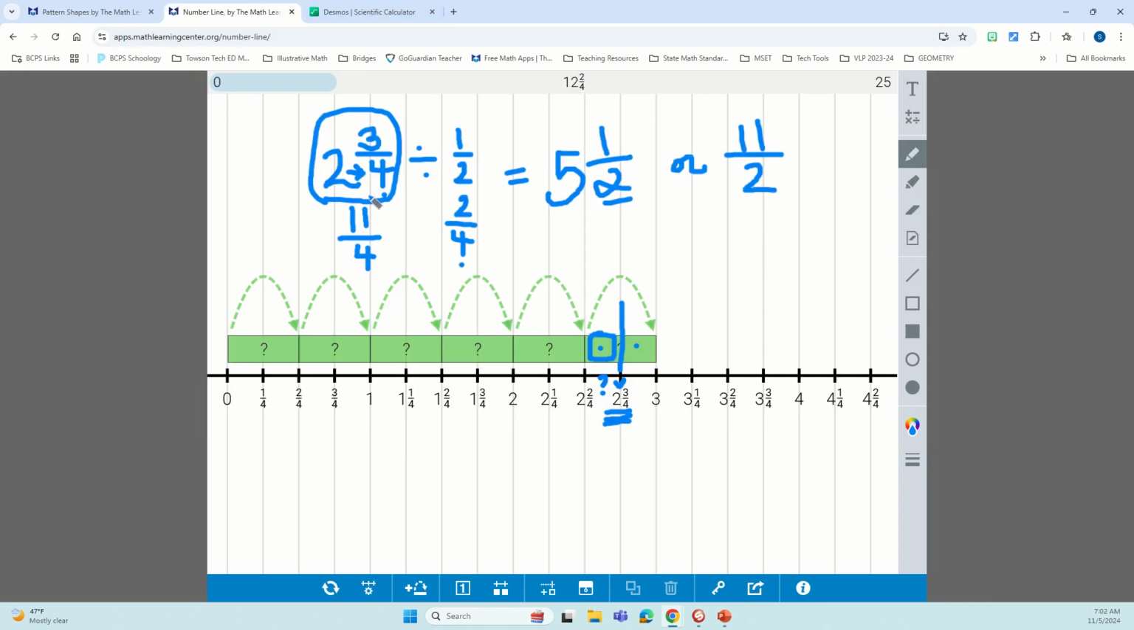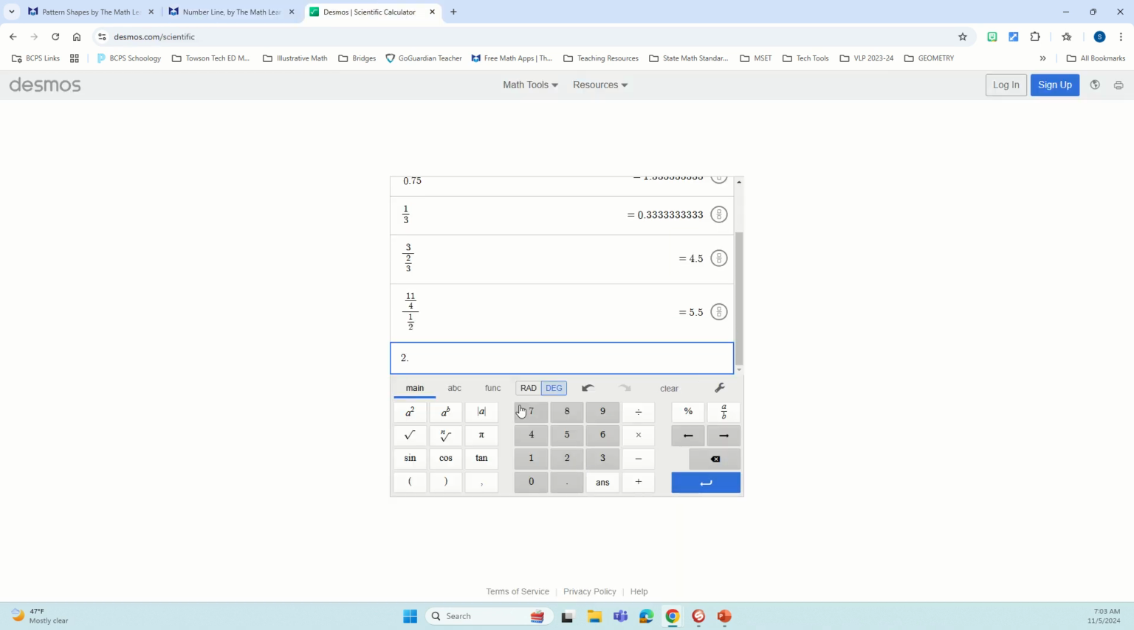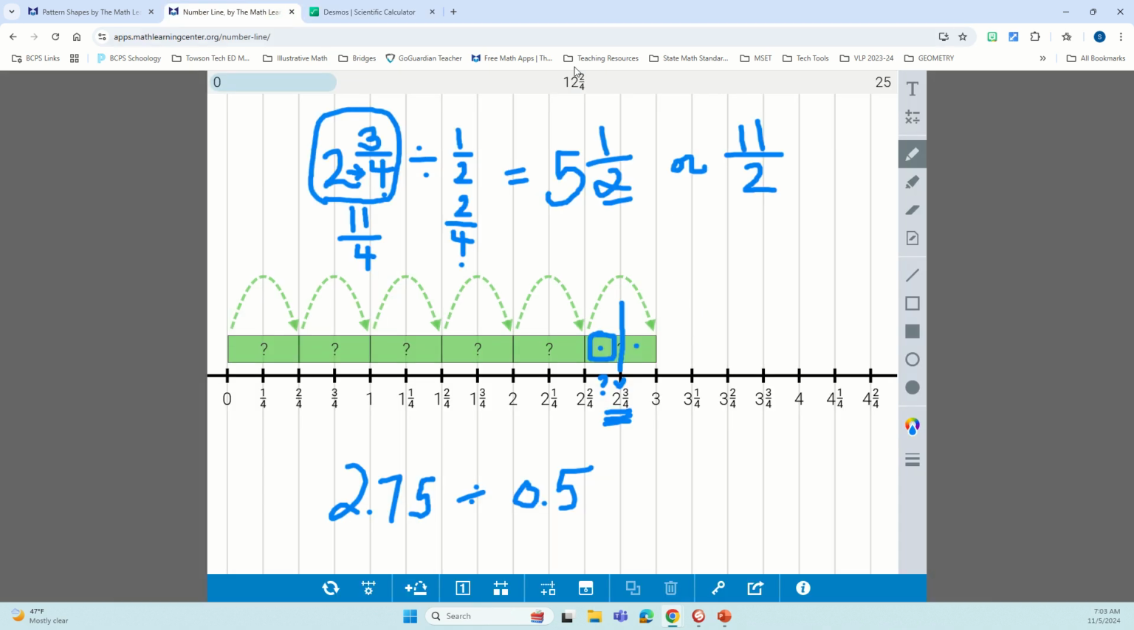Okay, now let's look at it in decimals. Let's say we want to convert this to decimals. 2.75, which is 2 3/4, divided by 0.5, which we could do. We could also do it this way to double check our work. 2.75 divided by a half, or 0.5, and I got the same answer. Okay, I can even look, 11 halves, which is what we said as an improper fraction.